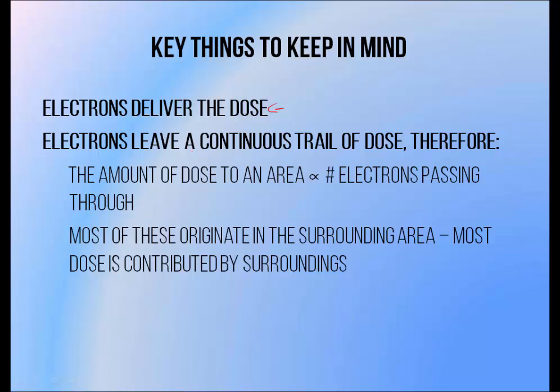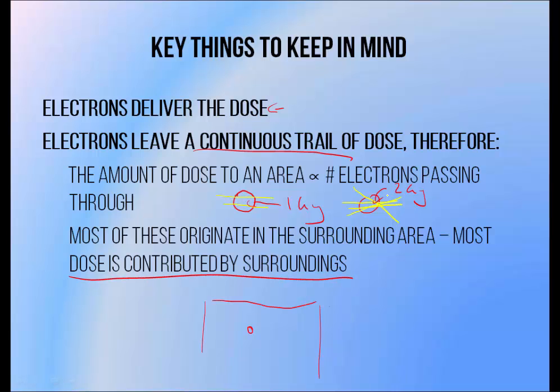When attempting to understand why dose distributions look the way they do, remember that electrons are responsible for delivering the dose, and that they leave essentially a continuous trail of dose behind them as they move. Therefore, the amount of dose to a given area or a target is proportional to the number of electrons that are passing through it. It's also important to note that by extension, the dose to a point doesn't come from the photons that hit it. It comes from electrons produced by the surrounding irradiated material that pass through it.